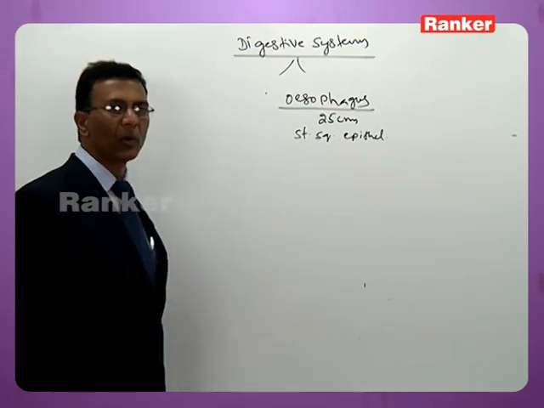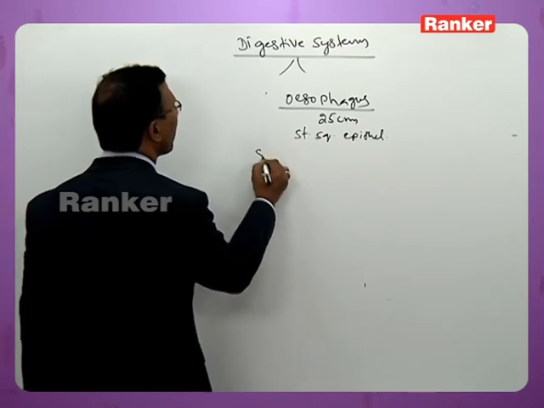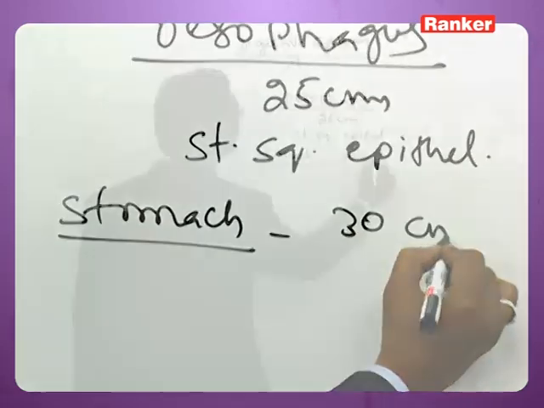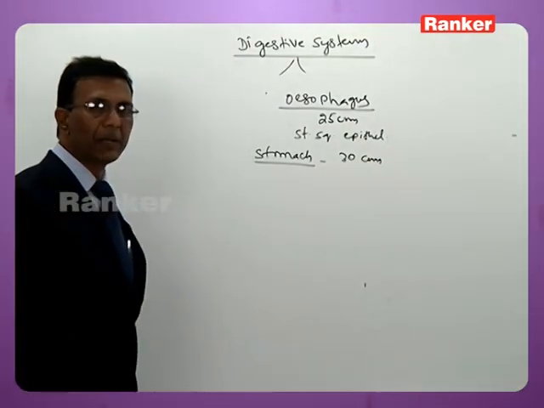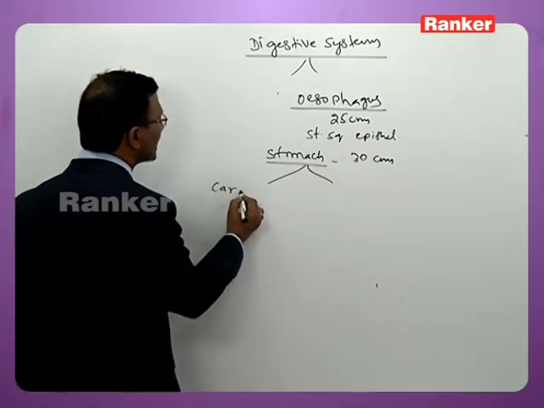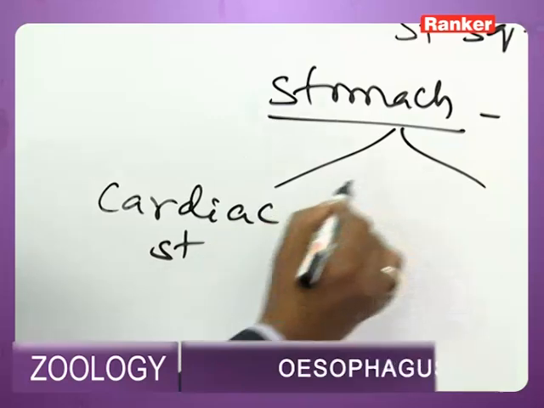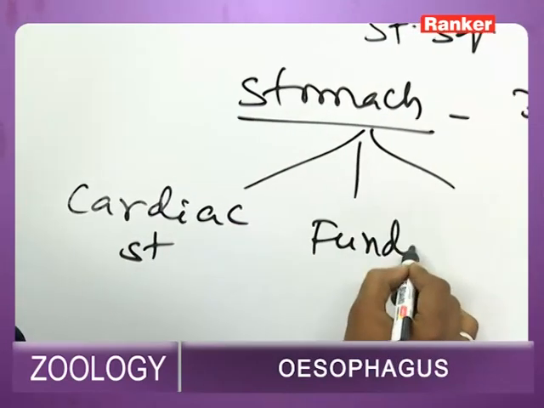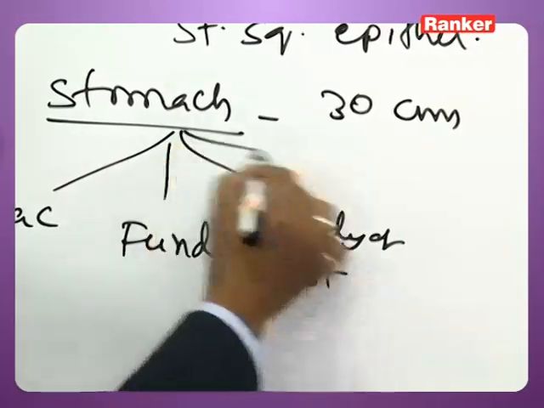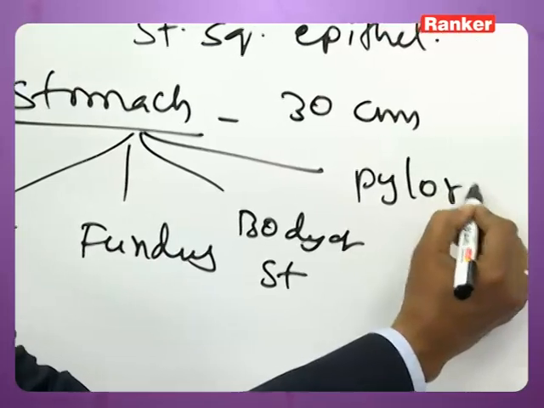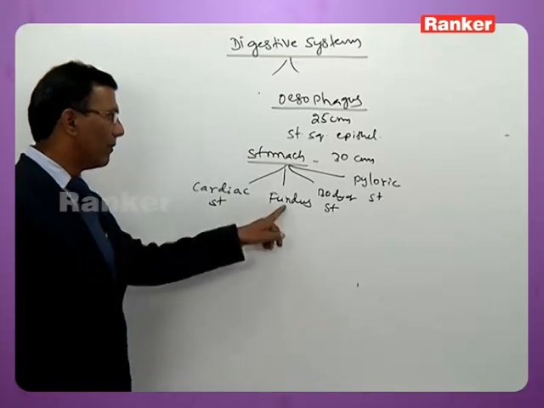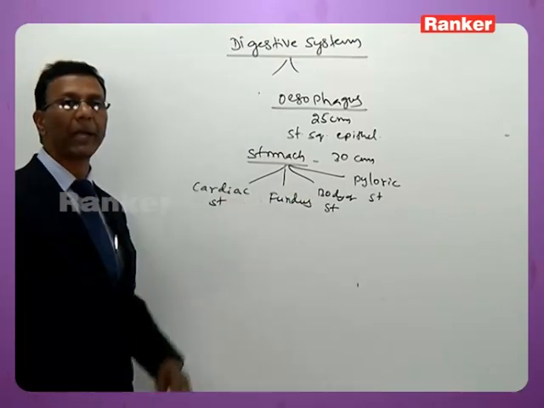Now the esophagus is followed by the stomach. Stomach in human beings is about 30 centimeters long. The stomach is divisible into four parts: number 1, cardiac stomach, number 2, fundic stomach, number 3, body of stomach, number 4, pyloric stomach.